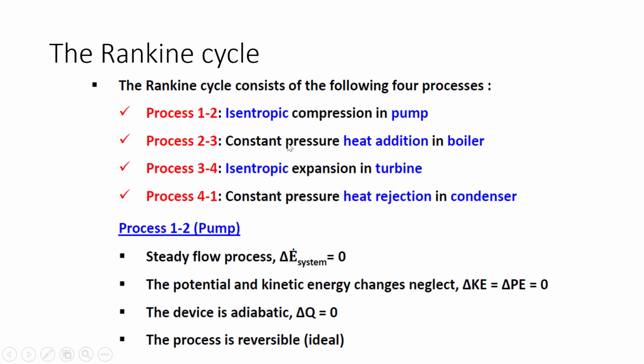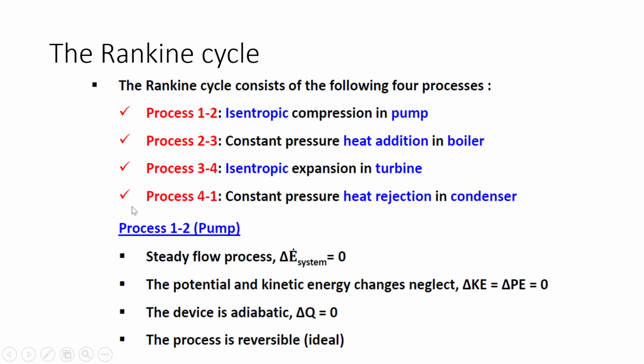Alright, what are the processes for the Rankine cycle? The Rankine cycle consists of 4 processes, the same as the Carnot cycle and the heat engine. Process 1 to 2 is isentropic compression in the pump. Process 2 to 3 is constant pressure heat addition in the boiler. Process 3 to 4 is isentropic expansion in the turbine. Process 4 to 1 is constant pressure heat rejection in the condenser. Make sure you remember these.